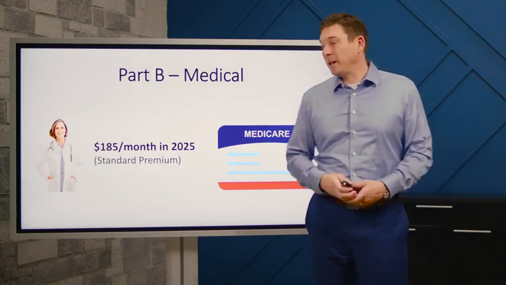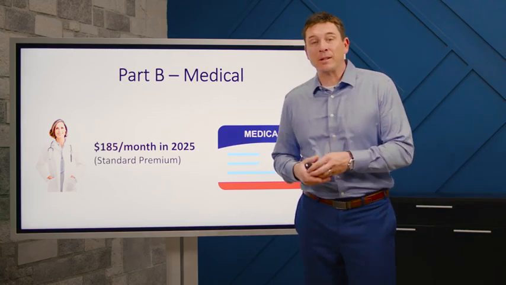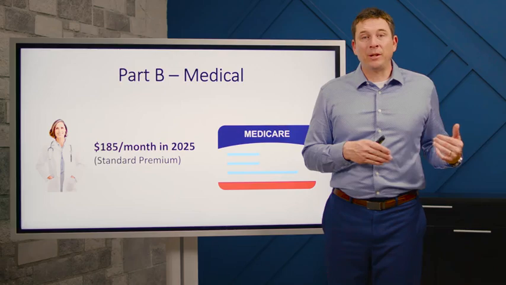Now, Part B of Medicare does have a premium tied to it of $185. This will just come out of your Social Security check automatically. If you're not drawing Social Security quite yet, then they'll bill you quarterly. So take 185 times 3, that's what you're going to pay every 3 months. This is the standard premium in 2025 that can go up based on income, so your higher income earners may end up paying more, but most people on Medicare are paying this $185 a month.